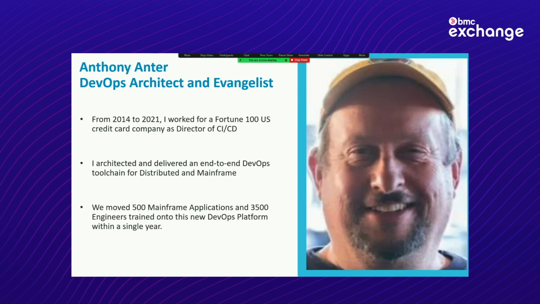I'm going to get into more detail as I go, but when I did this, I came into it with the same mentality that we had on the distributed side. So we created a set of pipelines, a DevOps offering on the mainframe. And the scope of that was around 500 application teams and 3,500 engineers that we trained and moved onto this new DevOps platform within a single year.